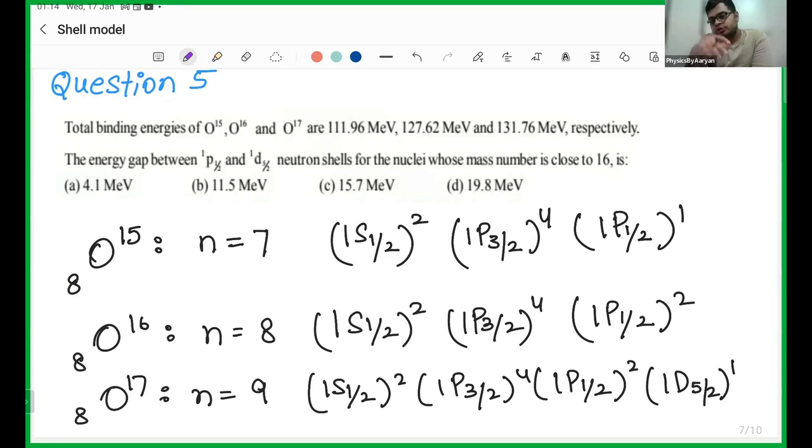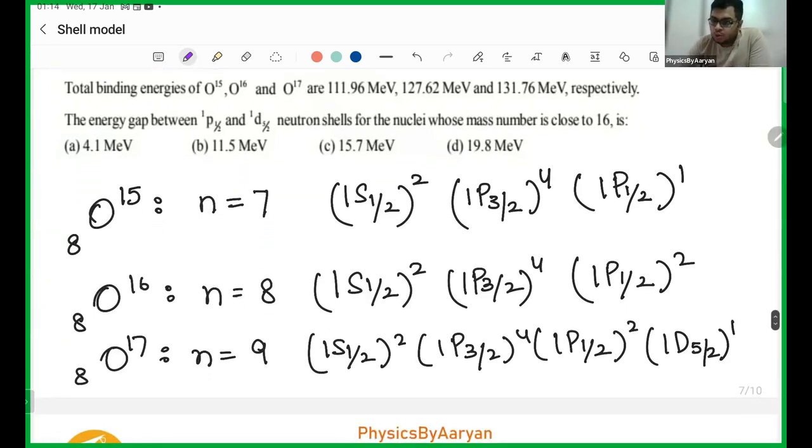First of all, I have to look inside and see how the protons and neutrons are arranged in oxygen. The number of protons in oxygen is 8, so you can ignore that because that's an even number. But in oxygen 15, you have 7 neutrons. If I start filling the 7 neutrons, 2 of them will go in 1s 1/2, 4 of them will go in 1p 3/2, and the remaining one will go in 1p 1/2.